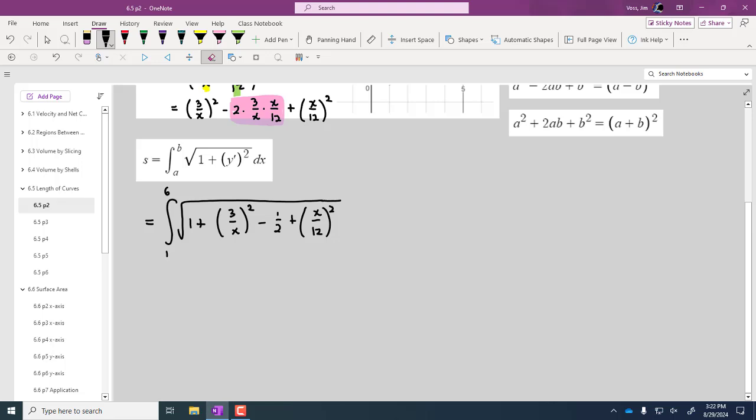Does everybody see that that simplifies to negative 1/2? We have an x up top, an x down below. Those cancel each other out. 2 times 3 is 6. That's living in the numerator. 6 over 12 is 1/2.